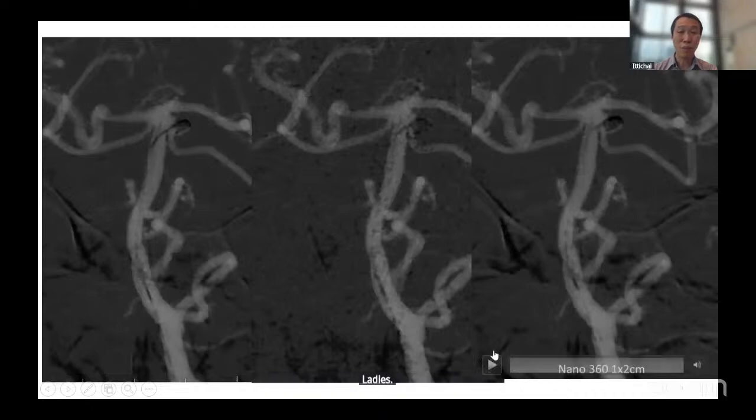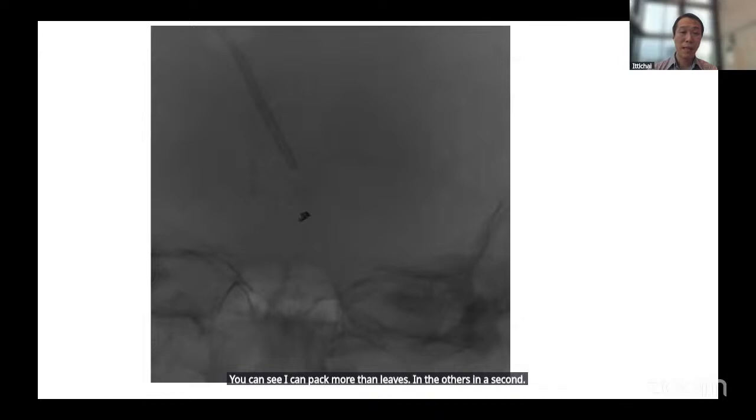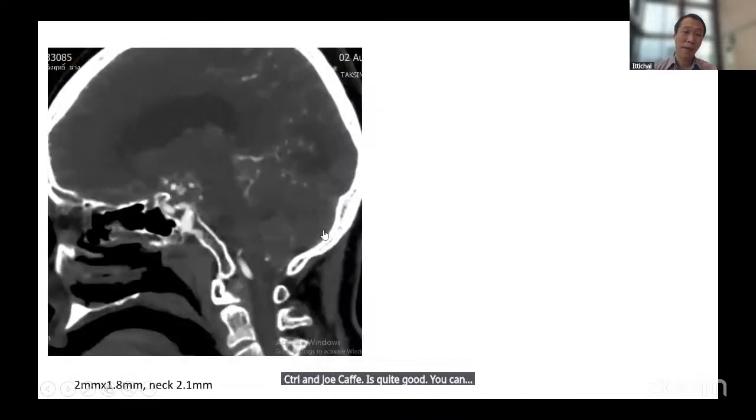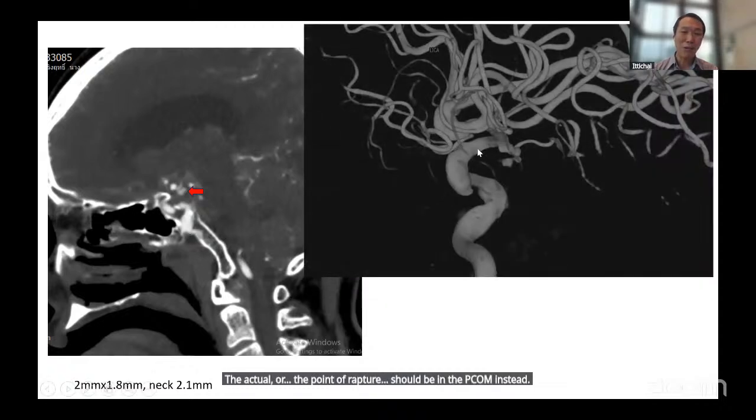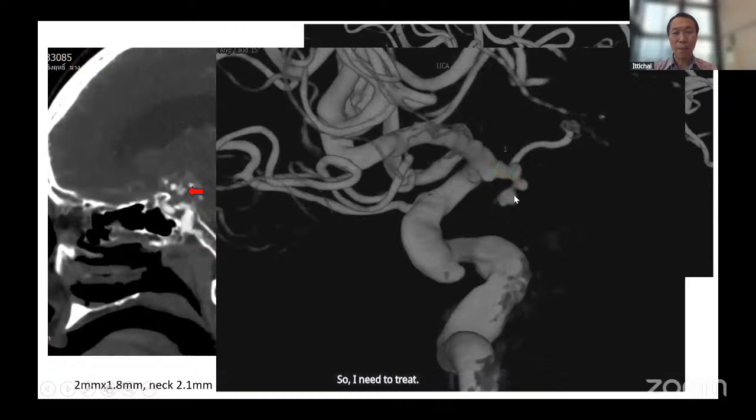In the final angiography, you can see I could pack more loops in the aneurysm sac, and the control angiography is quite good. You can preserve the SCA, but unfortunately, a misinterpretation can sometimes happen. The actual point of rupture should be at the PCOM instead. Looking at the PCOM, you can see this is a false sac of aneurysm. So I needed to treat the left PCOM again.